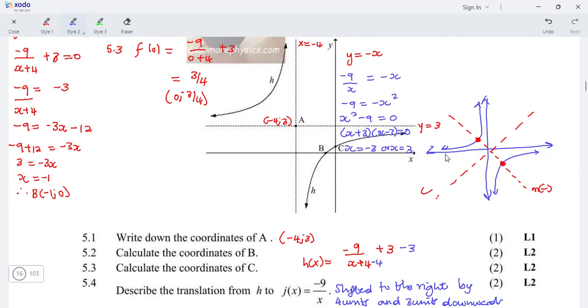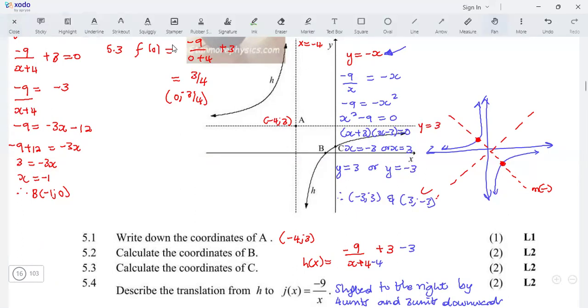But we also need to find the y values, so we can substitute into this equation here. y is equal to -x. Because this is -3, put -3 here, and it's going to be positive 3. For the other one, put positive 3, and you end up with -3. Therefore, the points are (-3; 3) and (3; -3). All right, so those are the points that are closest to the origin.